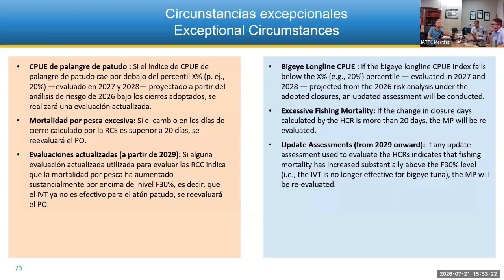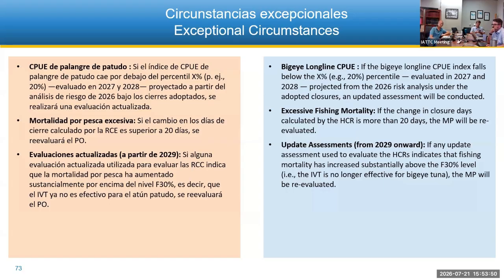In this particular case, we could be fairly prescriptive about what we are thinking. And so, for example, if the CPUE falls below 80% of what we expected, or in this case, below the 20th percentile of what we expected, then we would reevaluate things.